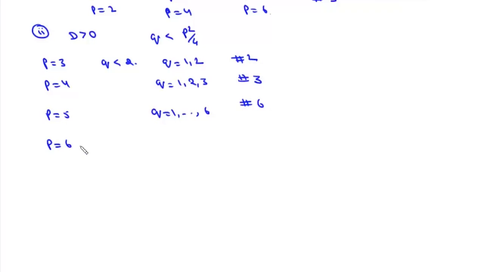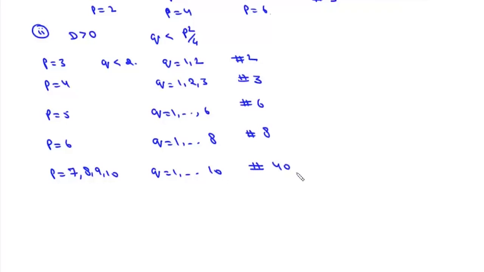If P is 6, Q is less than 9, so it can take the values from 1 to 8. If P is 7, 49 by 4 is 12 point something, so here you can take values from 1 to 10. So for all the values of P from 7, 8, 9 and 10, you can take all these 10 values. So for these 4 cases, the total number of values we have is 40.